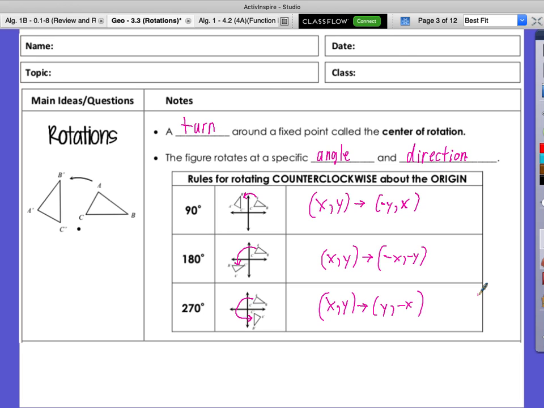Okay. So for this foldable, guys, what you're going to first do is take it and fold it hot dog style. You have the blank on one side and your big fat rotations on the other. Fold it hot dog style.